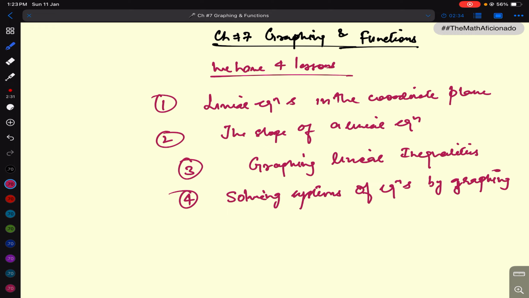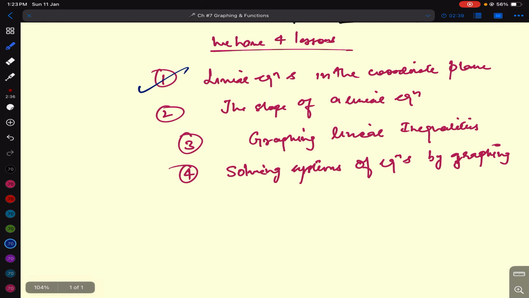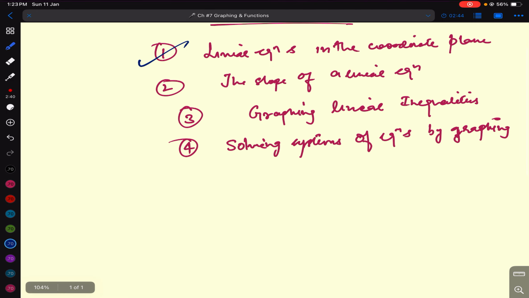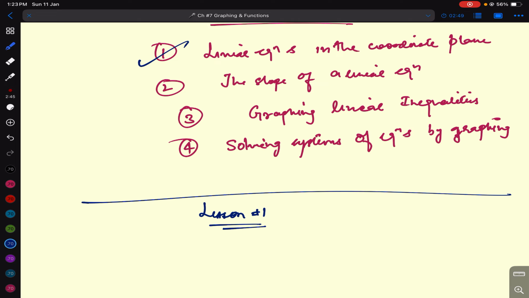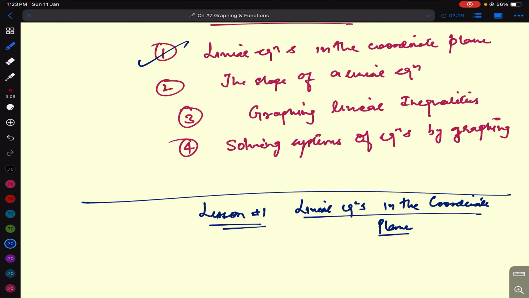Now let's start with the first lesson, which is linear equations in the coordinate plane. So this is lesson number 1, linear equations in the coordinate plane.